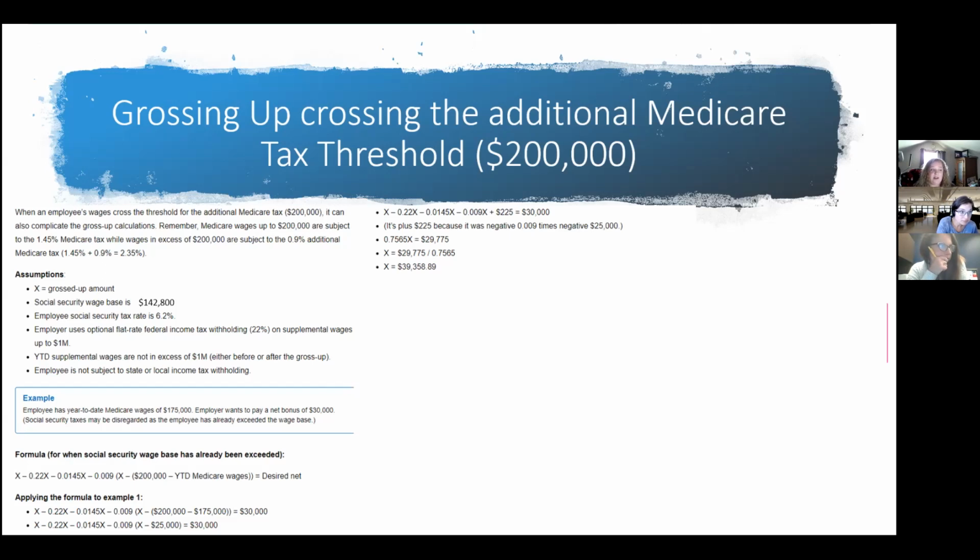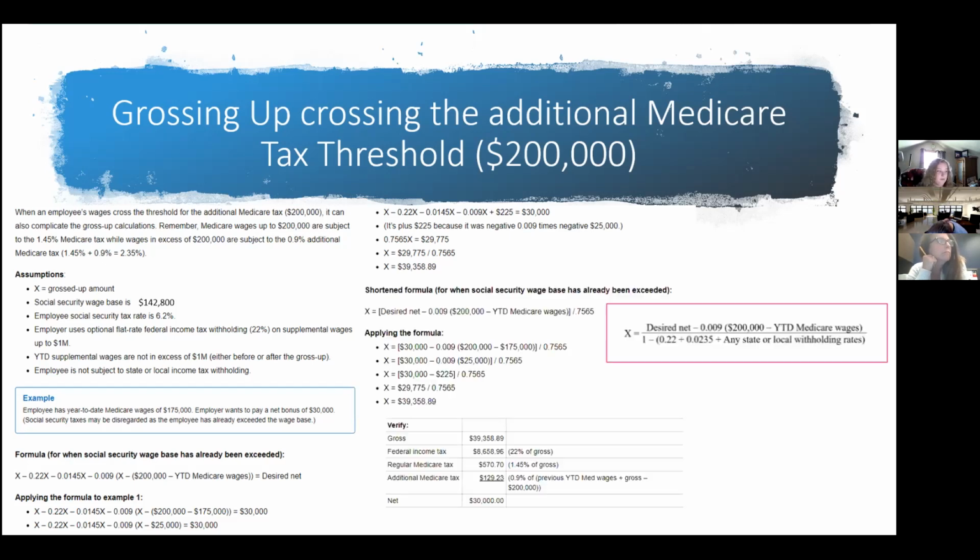So then if we take all of the things that have an X behind them and combine them together, we get 0.765X is equal to $29,075. So we combined all of our terms with an X and we subtracted 225 from both sides to keep our equation balanced. So much math. And then we're going to divide by 0.765. And that gives us our answer. So it's a backwards way of doing the exact same formula that we were doing yesterday for the gross ups. So it's kind of ugly, but it works.